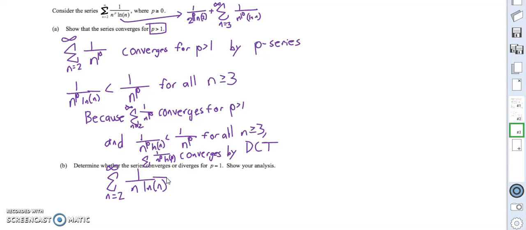Oh, how are we going to show if that converges? Direct comparison doesn't seem like a good idea, because if I do direct comparison to 1 over n, this is going to be smaller than 1 over n, but 1 over n diverges. Less than diverges leaves you somewhere between 0 and infinity, so who knows?